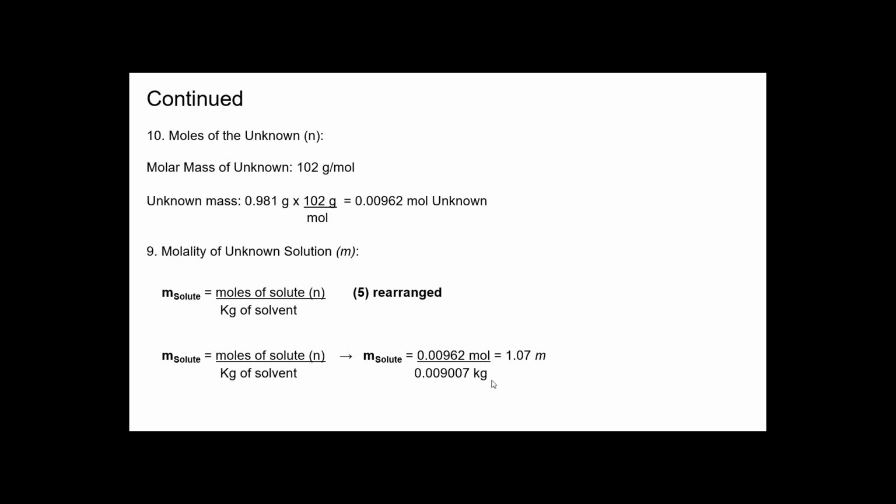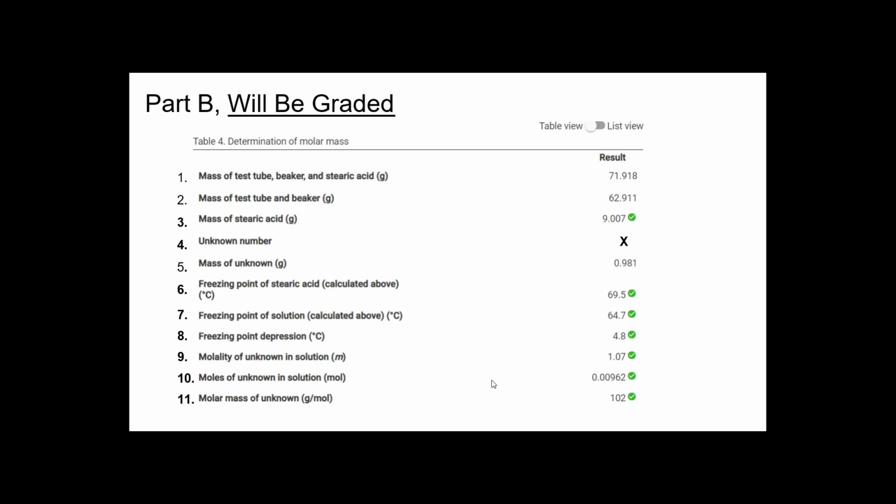And the last one is my molality of the unknown. So number 5 is listed in your PDF, but I rearranged it because it looks weird the way they have it. And then I have moles of solute over kilograms of solvent. I know what my moles of solute are, even though I don't know what it is. I have my kilograms of solvent, and my molality is 1.07 moles. And if we go back, you can see that that's what I have listed here.